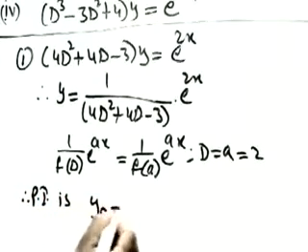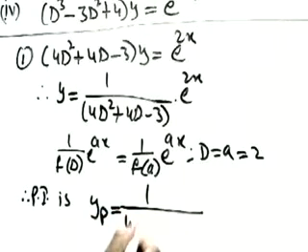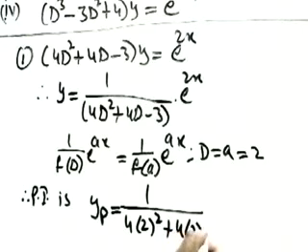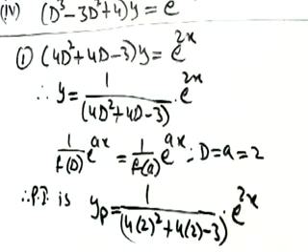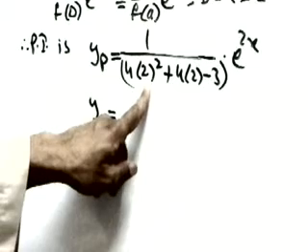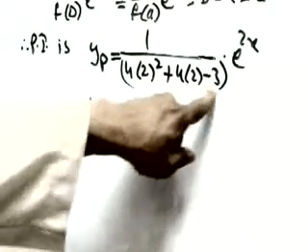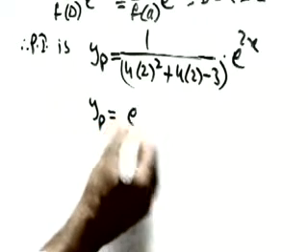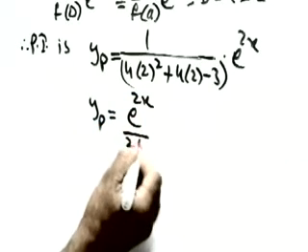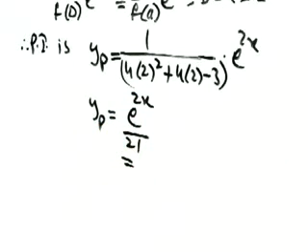Therefore, the particular integral is yp = 1/(4(2)² + 4(2) - 3) e^(2x). So what will we get as the answer? This is the last step. 2 square is 4, 4 fours are 16. 16 plus 8 is 24. 24 minus 3 is 21. So this is e^(2x)/21.